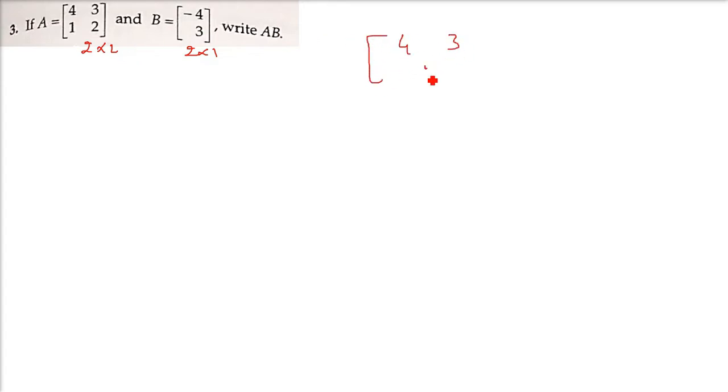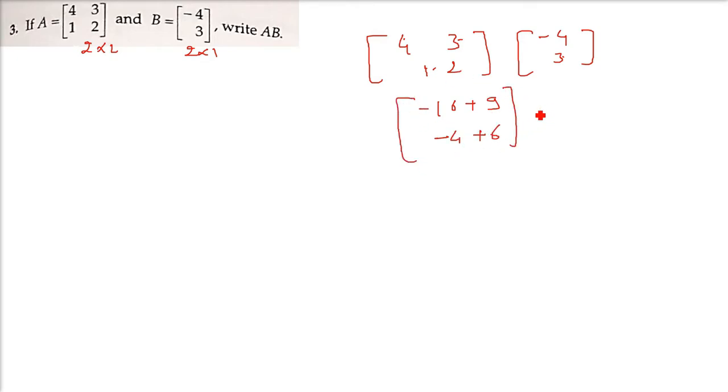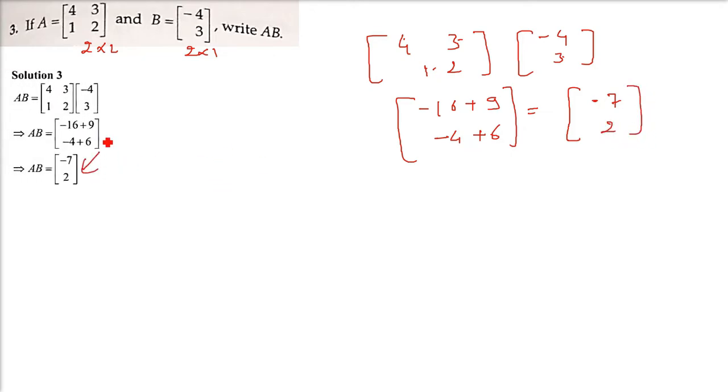So 4, 3, 1, 2 multiplied by minus 4, 3. So this row with this column: 4 into minus 4 is minus 16, and plus 3 3s are 9. Then 1 into minus 4, and 3 2s are 6. So what do you get? 9 minus 16 is negative 7, and 6 minus 4 is 2. So negative 7 and 2 is A into B.